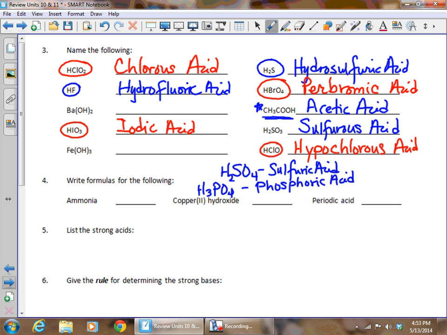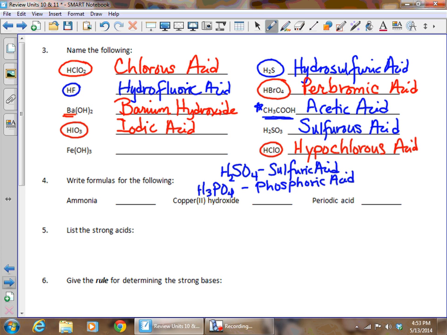Now when it comes to writing formulas for our bases, those are easy. All we have to worry about for our bases is whether it needs a Roman numeral or not. Barium is in group 2A. If it's in group 2A, one of our known charges, we don't need a Roman numeral. It's just barium hydroxide.